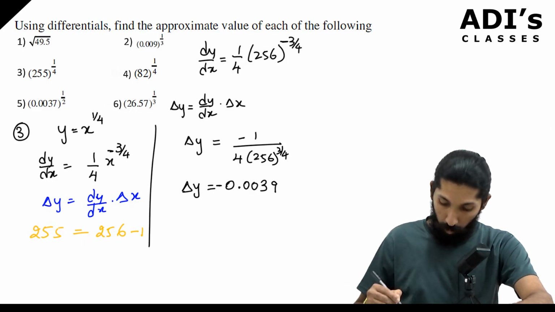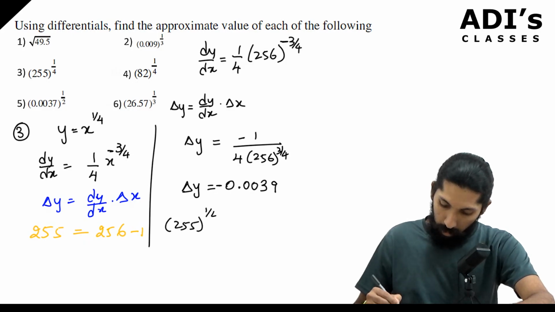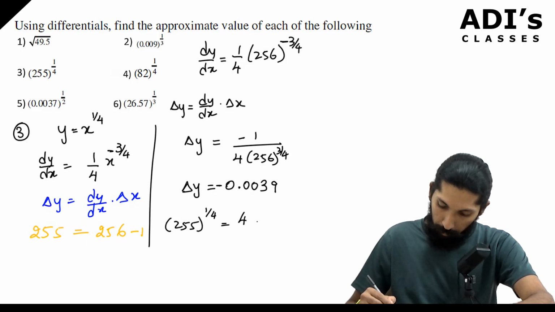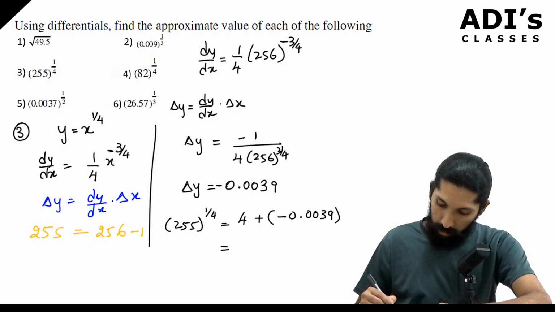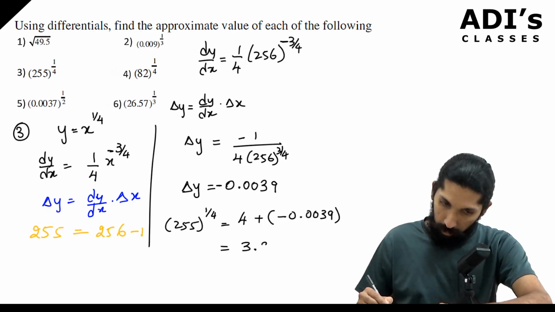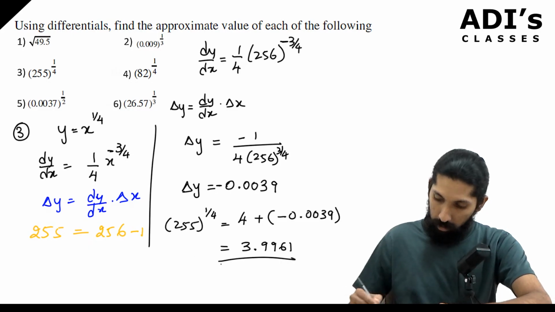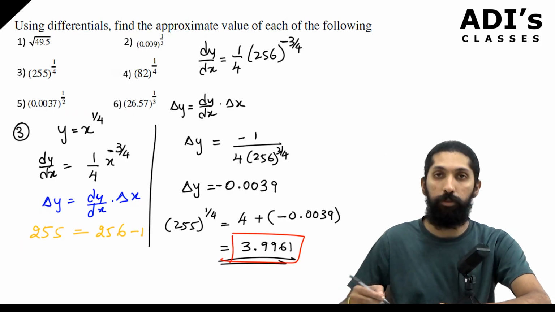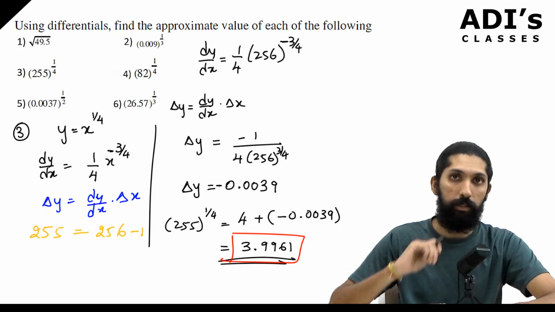Correct? So what will be the value then? 255 power 1 by 4 is going to be 4 plus of minus 0.0039, which is going to give us the answer 3.9961. So this is going to be the final answer for this particular question. Fair enough? This is going to be the answer. Now let's do the next one.